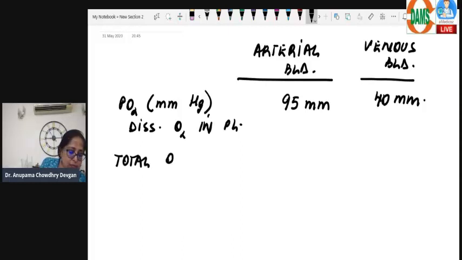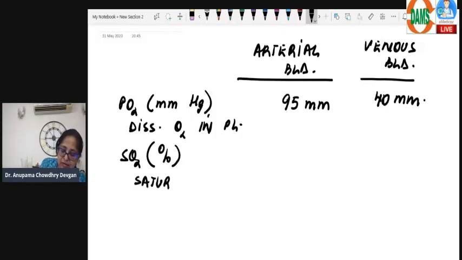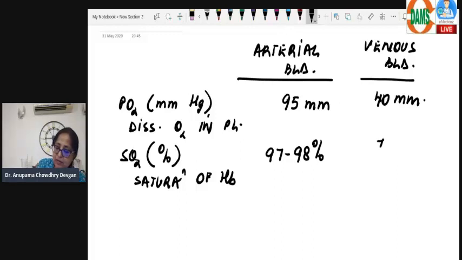Total O2, in ml per deciliter. Saturation: saturation of hemoglobin, this is in percentage. SO2 refers to the saturation of hemoglobin. Saturation of hemoglobin of the arterial blood is 97 to 98%. Venous blood is 75%. So when I say saturation is 97 to 98%, what does that mean?